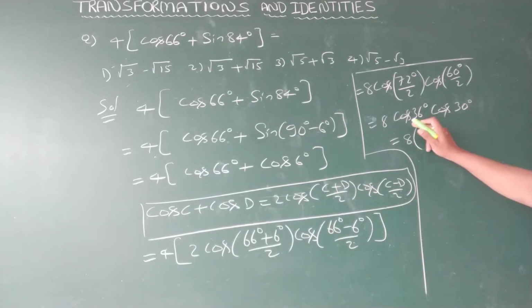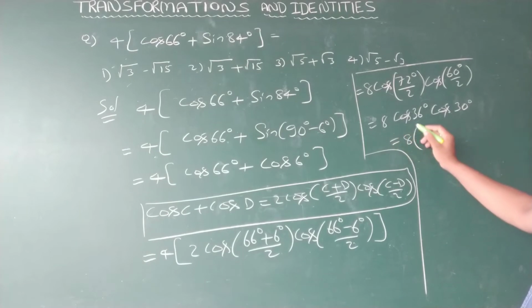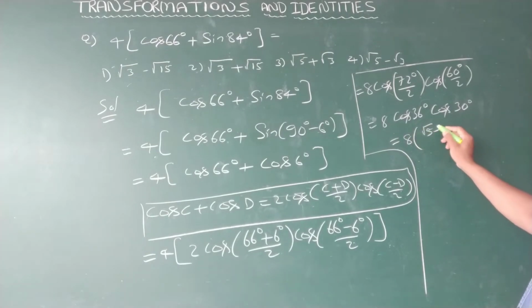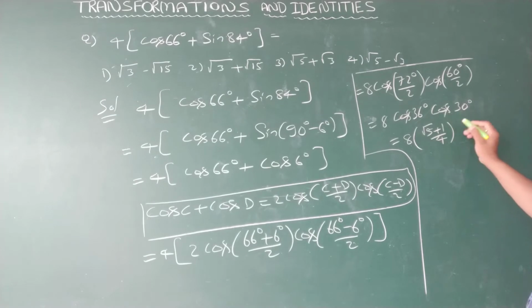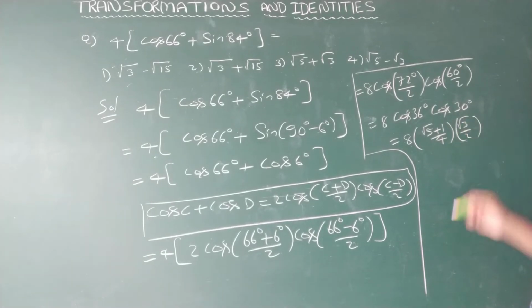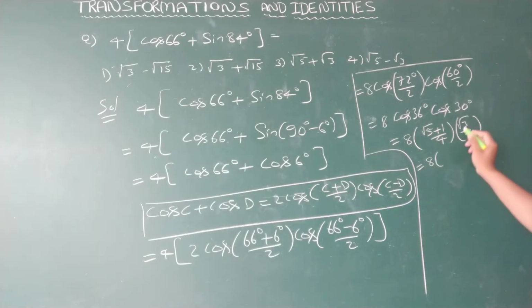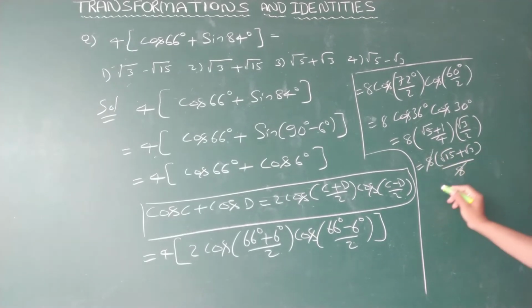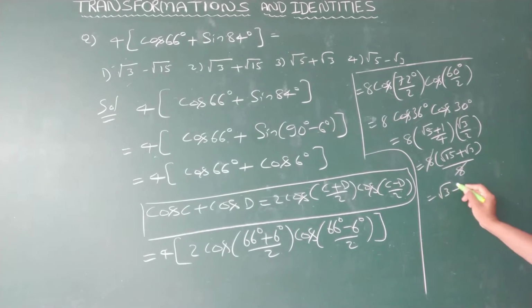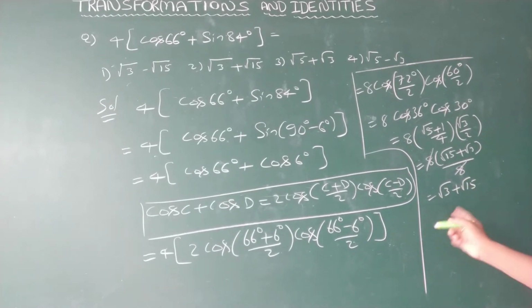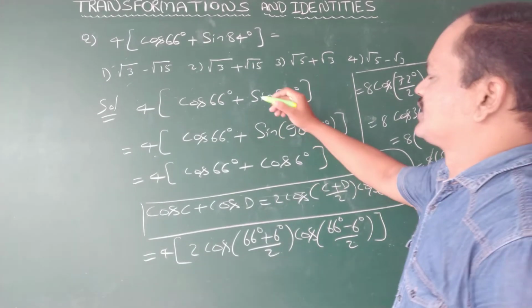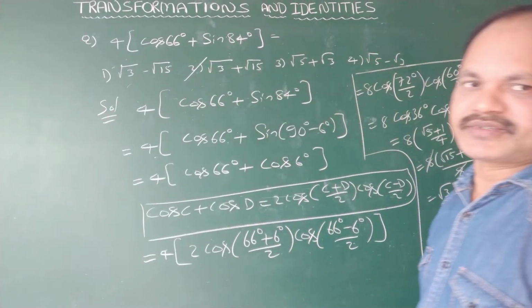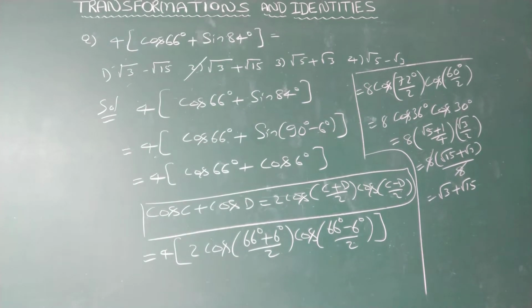So 8 into cos 36, which is (root 5 plus 1) by 4, and cos 30 is root 3 by 2. That's why here 8 into (root 5 plus 1) by 4 into root 3 by 2, that is 8. Now 8 gets cancelled. The answer is root 3 plus root 15. That's why this is the result. The result is root 3 plus root 15, which is the second option. That's all. Now we are going to one more question.